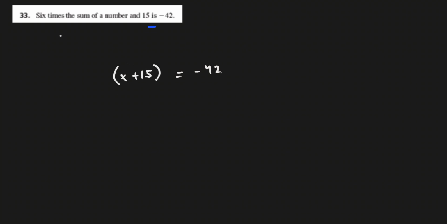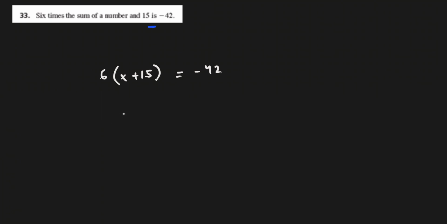Why did I add those two? Because we're going to multiply that by 6. We're going to multiply the sum of the number and 15 by 6. So 6 times the sum of a number plus 15 is negative 42. This is essentially conversion, and this is our algebraic form.